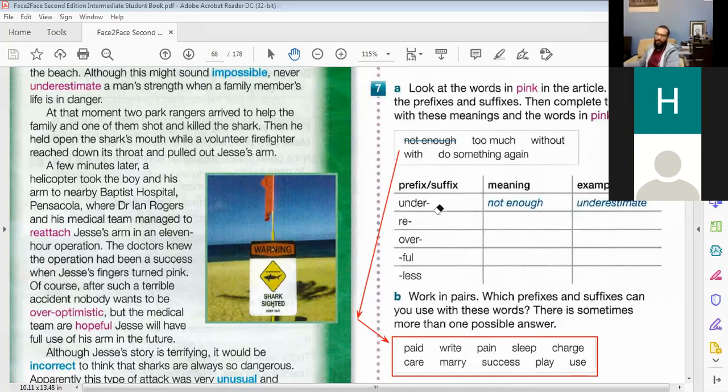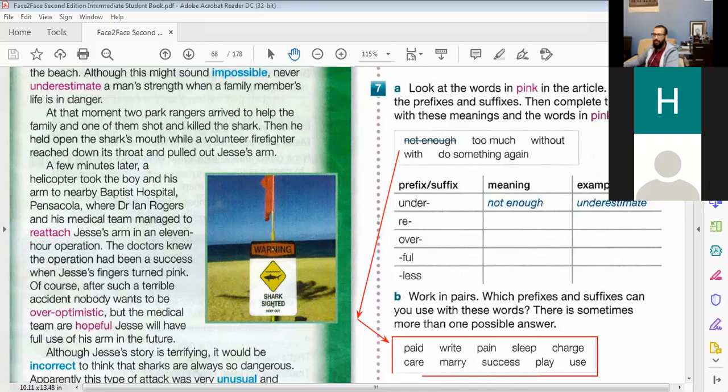Anyway, they sometimes use this in English: overcharge, undercharge. Okay, care. I think this is also easy. You can do it. Careless or careful. Correct. Marry, what about marry? I think only one of them we can use here. Which one do you think? Remarry is correct. If a person is divorced and they want to marry again, we can say, oh, Ahmed, he remarried after his divorce, for example. Or Fatma remarried. It means she got married again. This is the meaning. So it's correct.